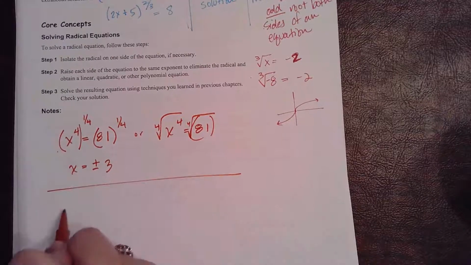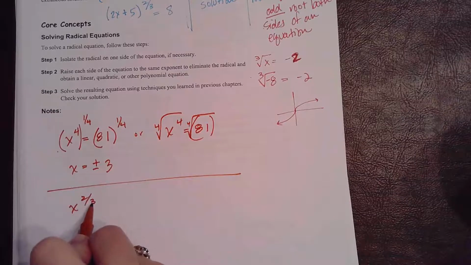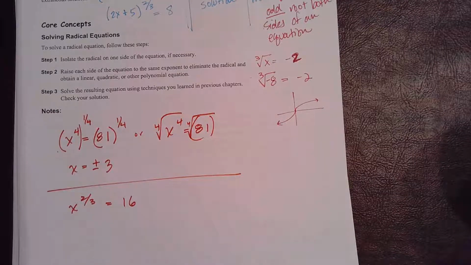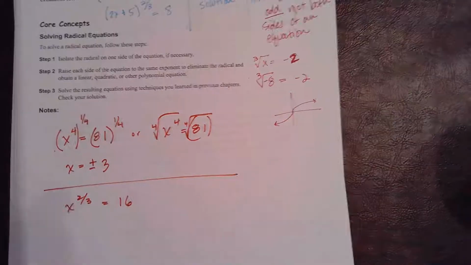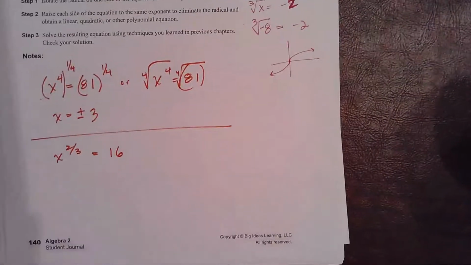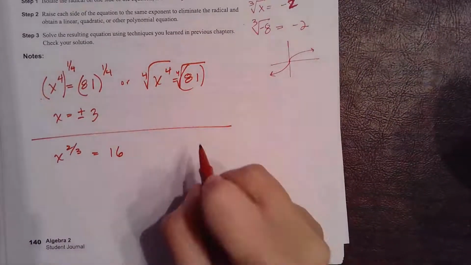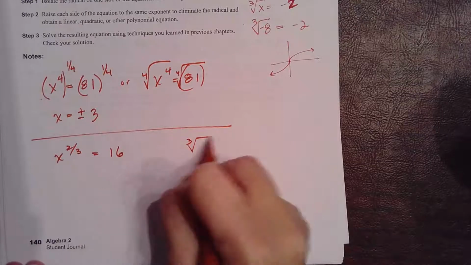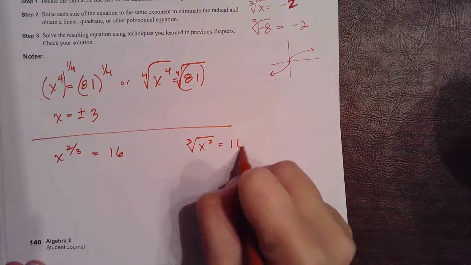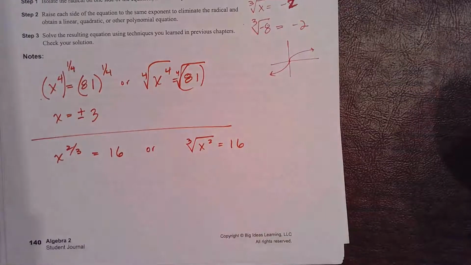Another example would be something like x to the 2/3 equals 16. Again, it doesn't look like a radical, but it is. Another way of writing that would be the cube root of x squared equals 16. So you could think of it in radical form if that makes it easier for you. I personally don't think it does.